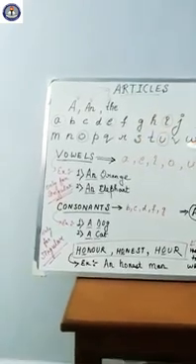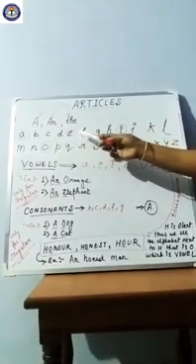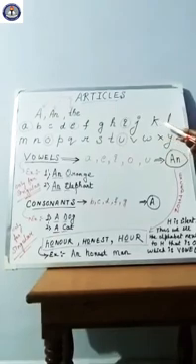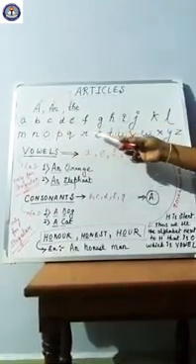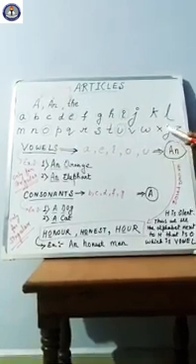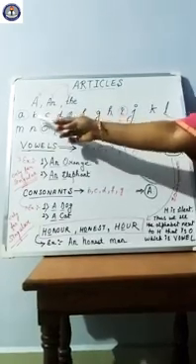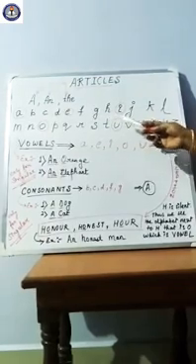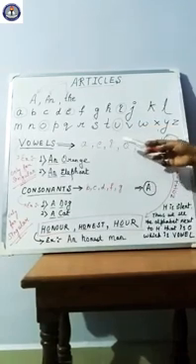Look at the alphabet. A, B, C, D, E, F, G, H, I, J, K, L, M, N, O, P, Q, R, S, T, U, V, W, X, Y, Z. So, in these alphabets, A, E, I, O, U are vowels. You know, vowels are A, E, I, O, U.